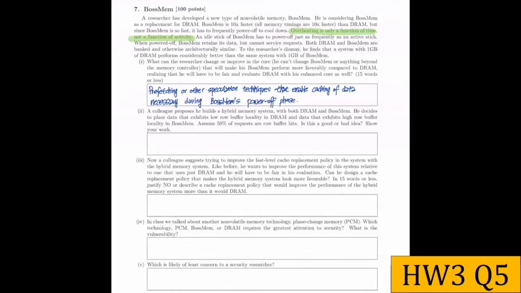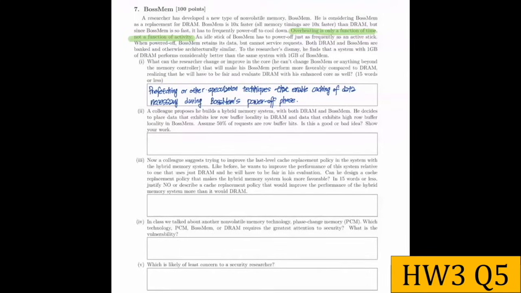Let's see the next question. A colleague proposes he builds a hybrid memory system with both DRAM and Boltzmann. He decides to place data that exhibits low row buffer locality in DRAM and data that exhibits high row buffer locality in Boltzmann. Assume 50% of requests are row buffer hits. Is this a good or bad idea? Show your work.